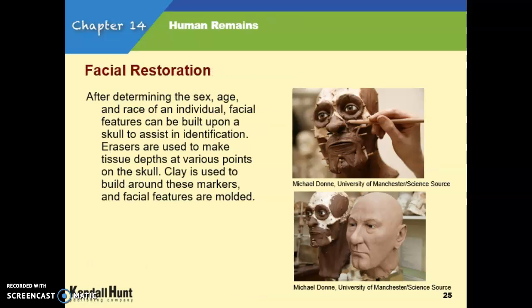So facial restoration is the combination of art and forensics. So this is looking at a skull and using what are called erasers or depth markers in order to mark the approximate depth of the tissue. And based on those markers, they actually can sculpt what they believe that person looked like. Nowadays, they can also use computer modeling to do this, but it is a very specialized field. And if you're interested in it, I would definitely look into it because there's not a lot of people who do this.